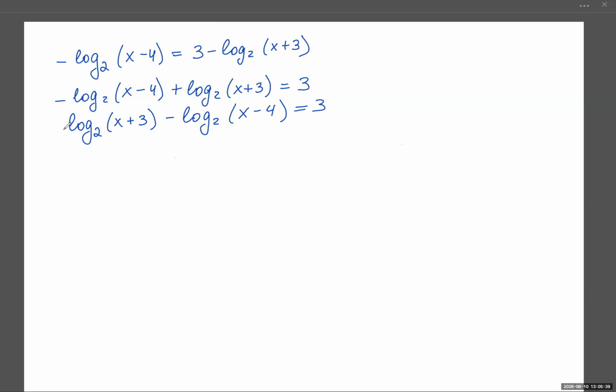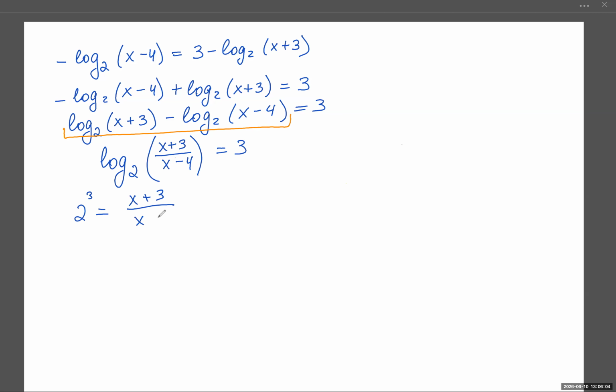Okay, now I'm going to combine these two logs. They're attached by a minus sign. That means the expressions inside will be divided. Log base 2 of (x plus 3) divided by (x minus 4) equals 3. Now we can turn it into an exponential equation. 2 to the third power equals (x plus 3) divided by (x minus 4). 2 to the third is 8.